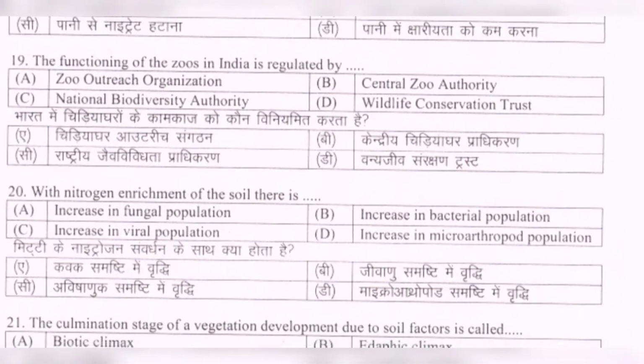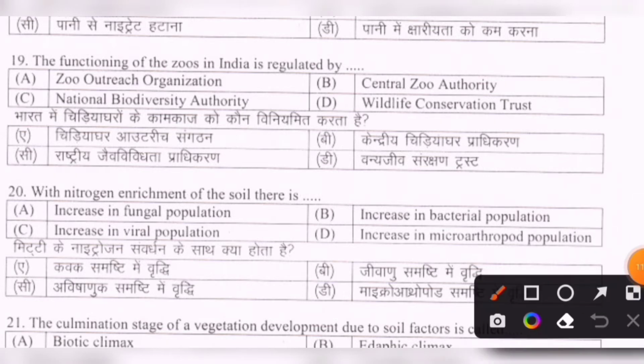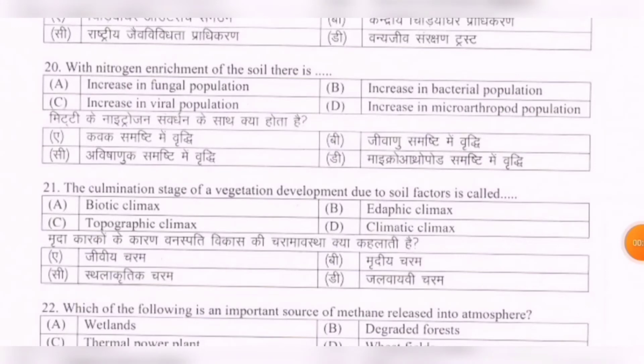The functioning of the zoos in India is regulated by. Options are Zoo Outreach Organization, Central Zoo Authority, National Biodiversity Authority, Wildlife Conservation Trust. The correct option is B, that is Central Zoo Authority. Let's see the next question.